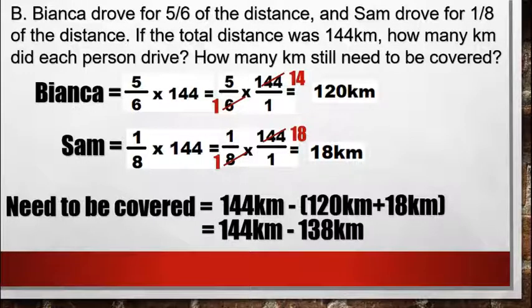So we'll copy the 144 kilometers minus, we'll need to add 120 plus 18. That is 138 kilometers. So 144 minus 138 kilometers, we got 6 kilometers. So they need 6 kilometers to cover the distance of 144 kilometers in all. Did you get the correct answer? Very good. So let's have letter C.